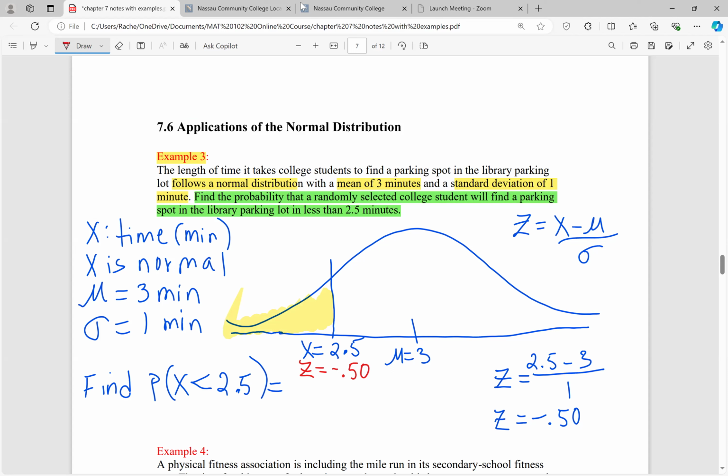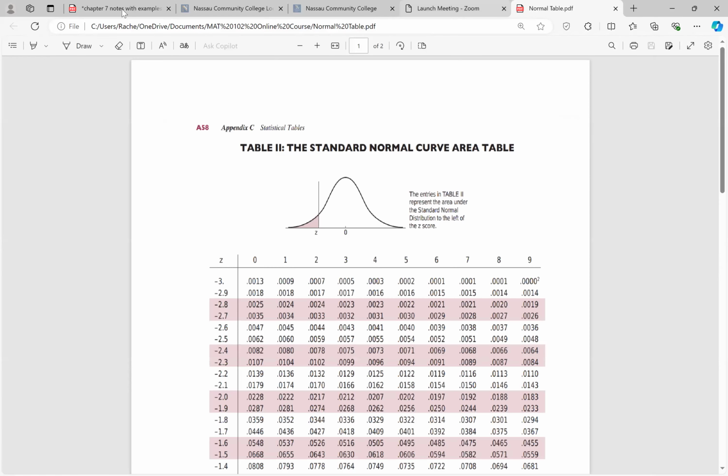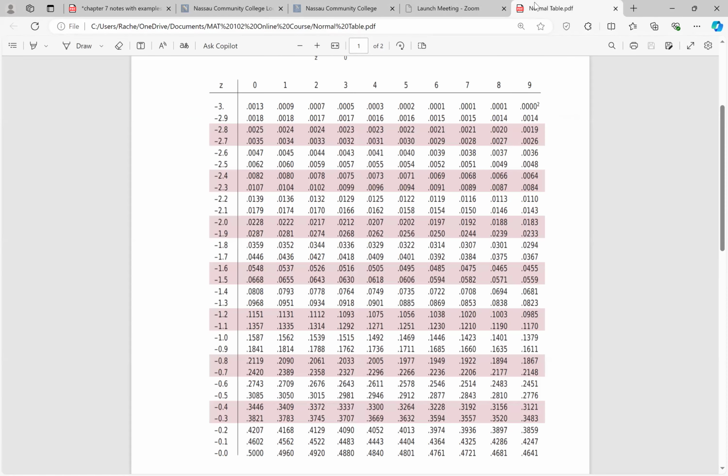Because if one standard deviation is 1 minute, and the mean is 3 minutes, 2.5 is only a half a minute away from 3, right? But in the negative direction. So we would look up a z-score, and let me just pull up, I don't have my table open. Let me just get my normal table. Okay, so we're going to look up a z-score of negative 0.5.